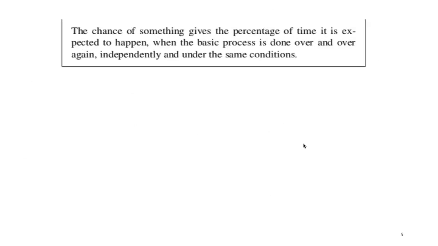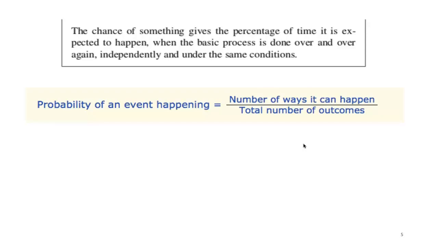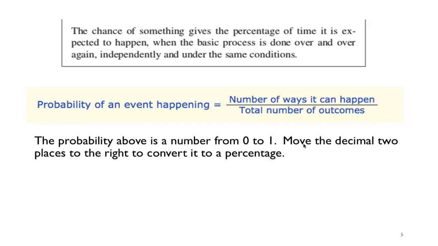So the chance of something gives the percentage of time that it is expected to happen when the basic process is done over and over again independently and under the same conditions. Another way to define that is to look at the number of ways that it can happen divided by the total number of possible outcomes. This is known as the probability of the event happening. Notice that this probability is a number between 0 and 1, so it's a decimal or fraction.